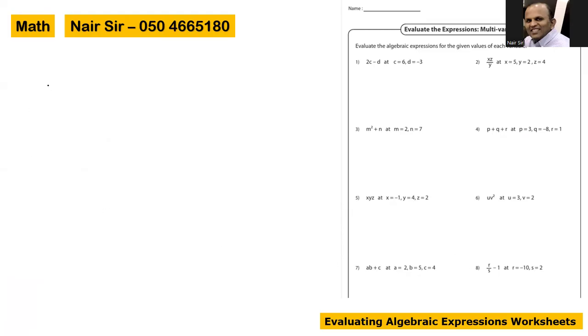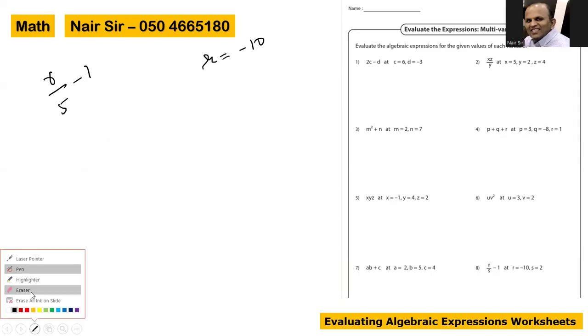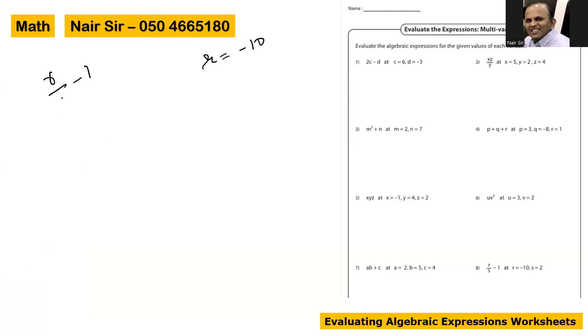It is R upon 5 minus 1. Okay, R is equal to minus 10. And S, oh, this is S, not 5. Dekha? Again, this kind of errors do happen. So you need to be very, very watchful. S is equal to 2. R is minus 10, minus 10. So put it in a bracket, straight simple, divided by S is 2, 2, minus 1.